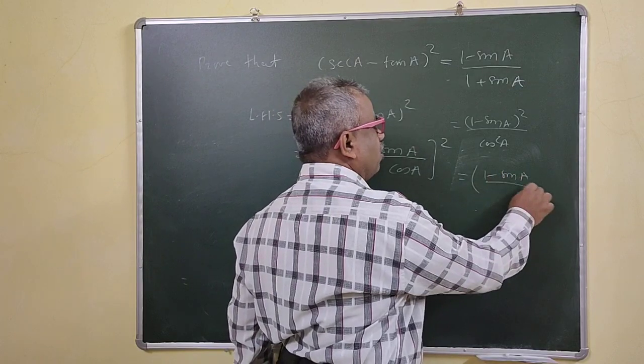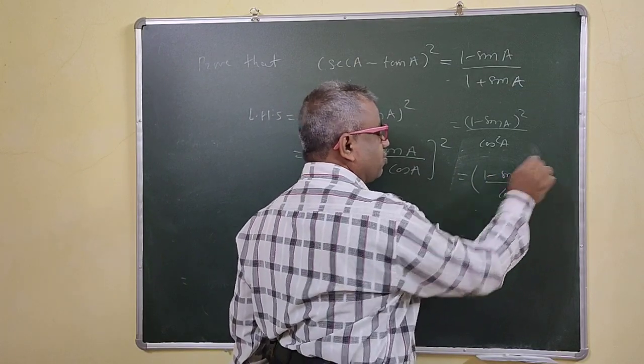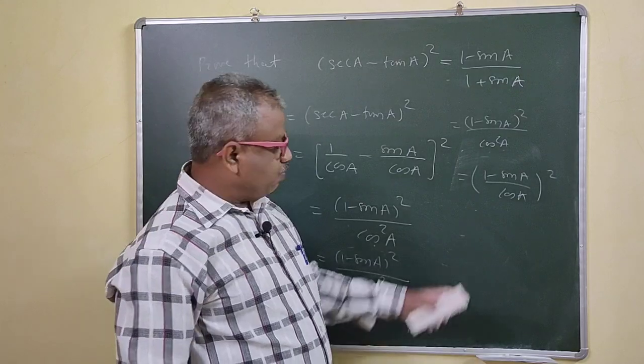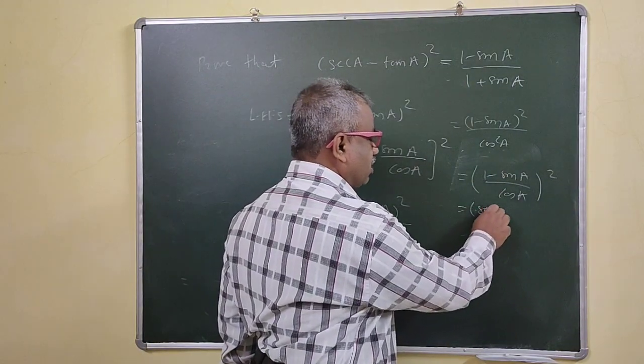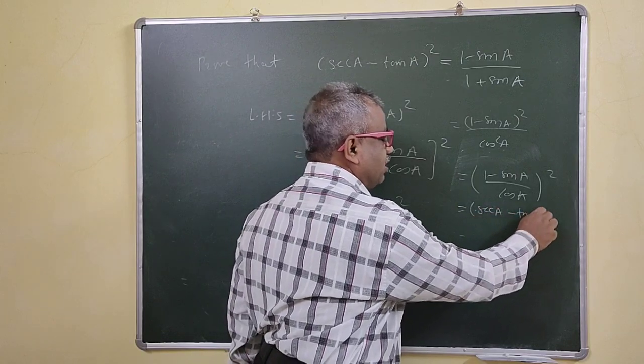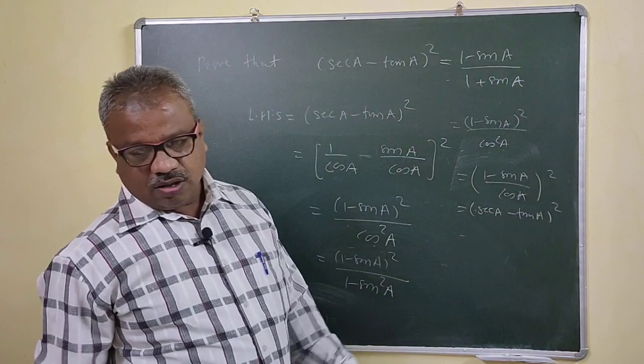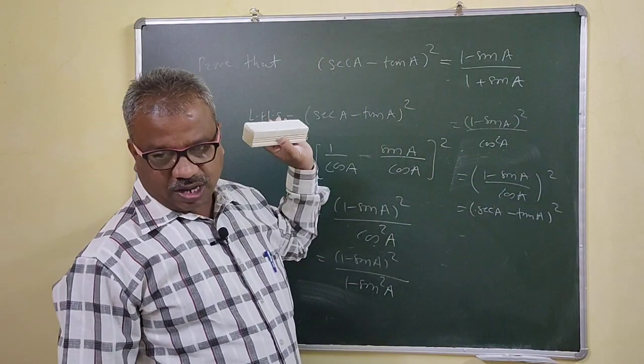1 minus sin A upon cos A, then bracket square. Right? And if you divide by cos A to both, what do we get then? 1 upon cos A is nothing but sec A, minus sin A upon cos A, this is tan A. In this way also, from right hand side to left hand side also we can go.